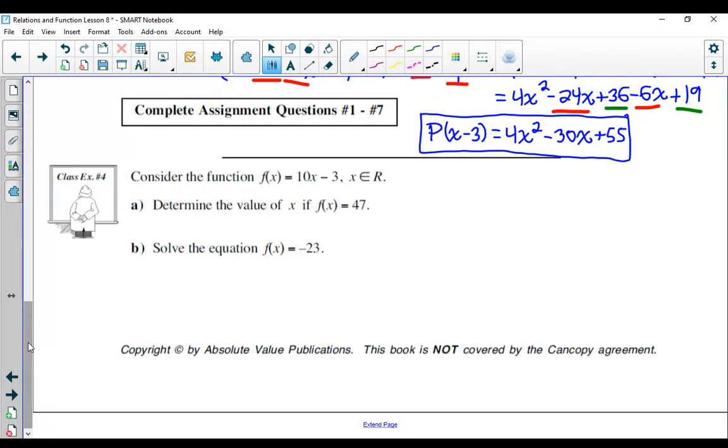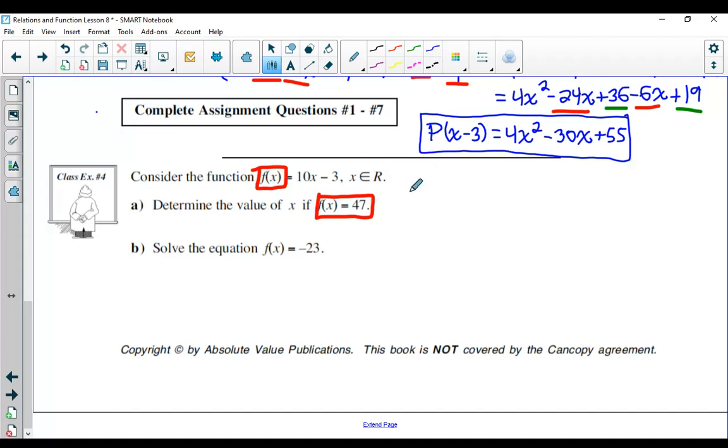Fourth example, consider the function 10x minus 3, where x is any real number. Determine the value of x if f of x is 47. Okay, so now we're starting to go the other way around, because what it's telling me here is f of x is 47, so it wants me to plug in a value for f of x. We're not plugging in a value for x here.